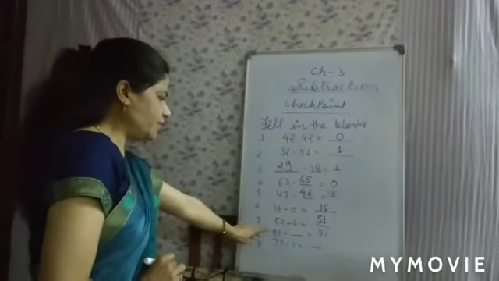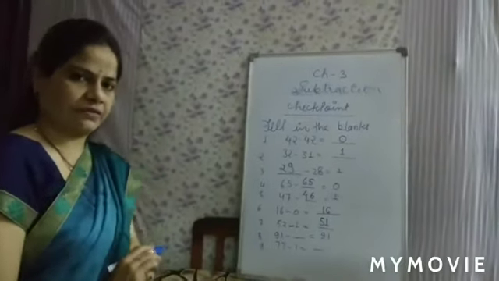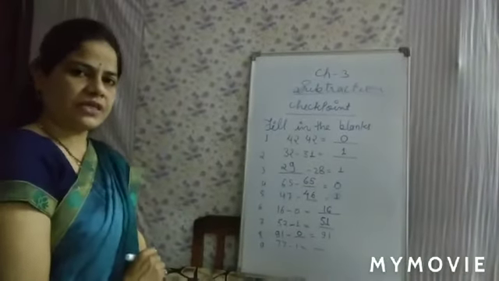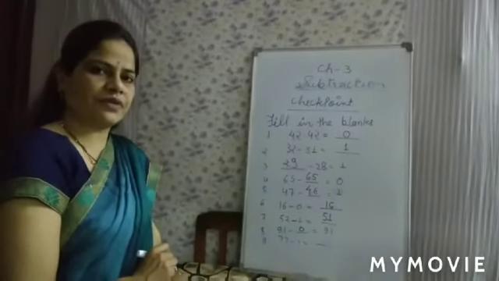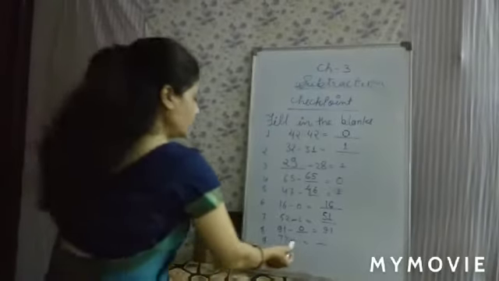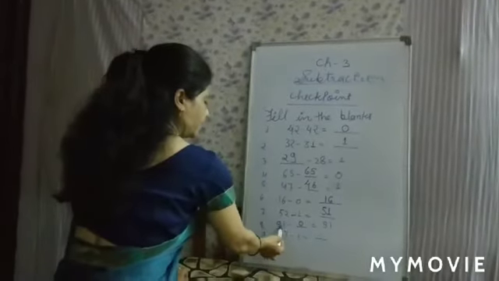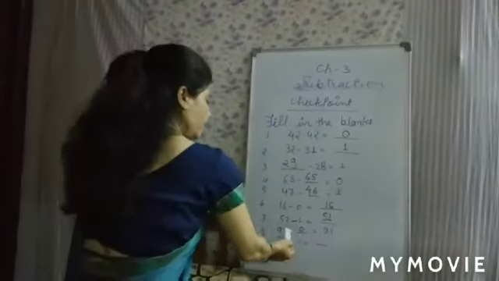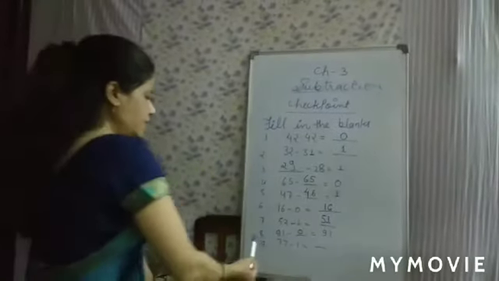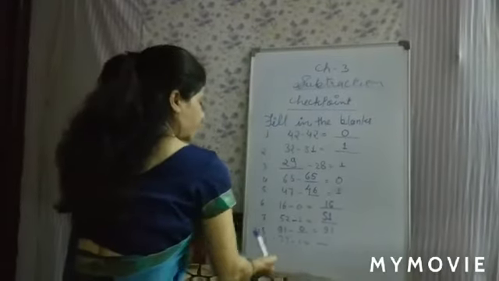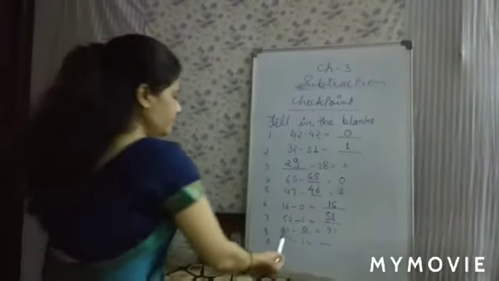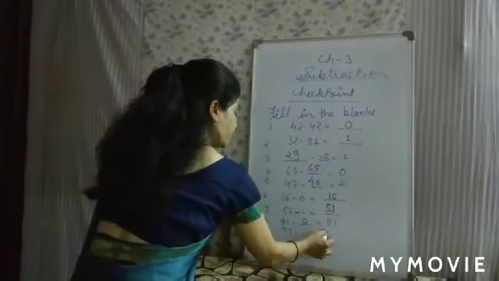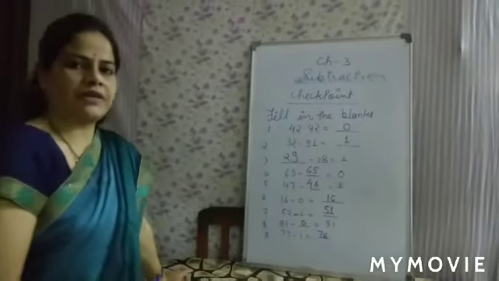Next is 91 minus dash equals 91. So you have to write here 0. When we subtract 0 from any number, we will get the same number. So here we have to subtract 0 from 91. We will get 91 again. So the answer will be 0. The next is 77 minus 1. When 1 is subtracted from 77, we will get the previous number or predecessor, 76.